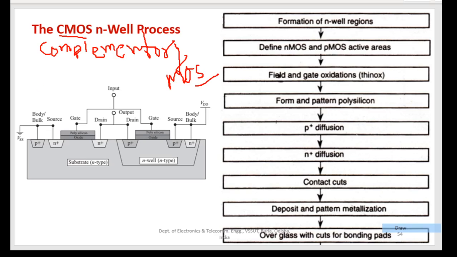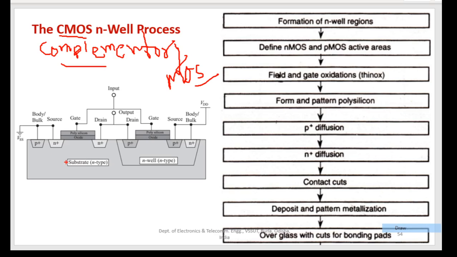Okay, why is it called a complementary MOS? Because this CMOS structure will contain the complementary MOSFETs. Right, so what is the complement of NMOS? PMOS. And what is the complement of PMOSFET? NMOS. So it will contain both.